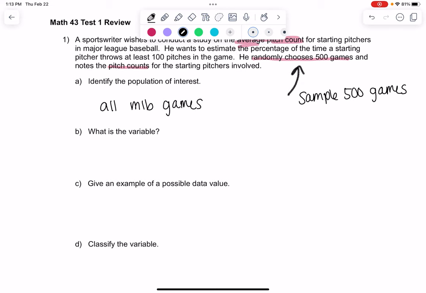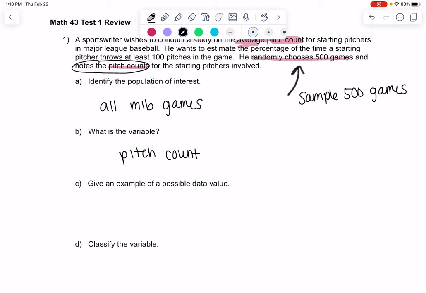And the variable is the thing that they're recording or noting or writing down, the thing they're studying. So I can see that they note pitch count. So that means pitch count is my variable. There's a lot of other stuff, like at least 100 pitches. That's just something beyond the variable. The pitch count is what they note for the sample, and then they calculate more information after that.